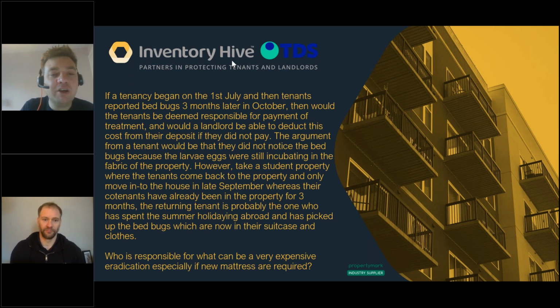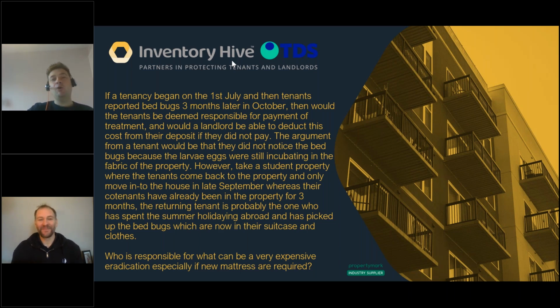However, take a student property where the tenants come back to the property and only move into the house in late September, whereas the contents have already been in the property for 3 months. The returning tenant is probably the one who spent the summer holidaying abroad and has picked up the bed bugs, which are now in their suitcase and clothes. Who is responsible for what can be a very expensive eradication, especially if new mattresses are required?